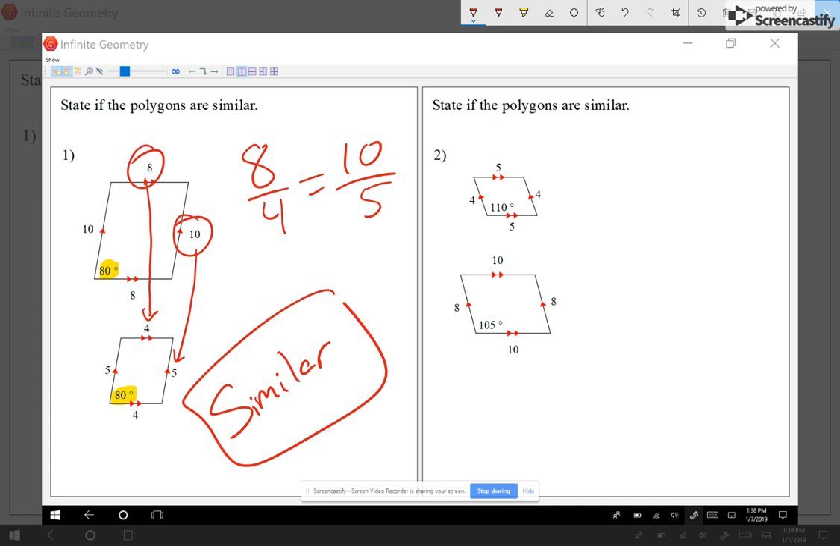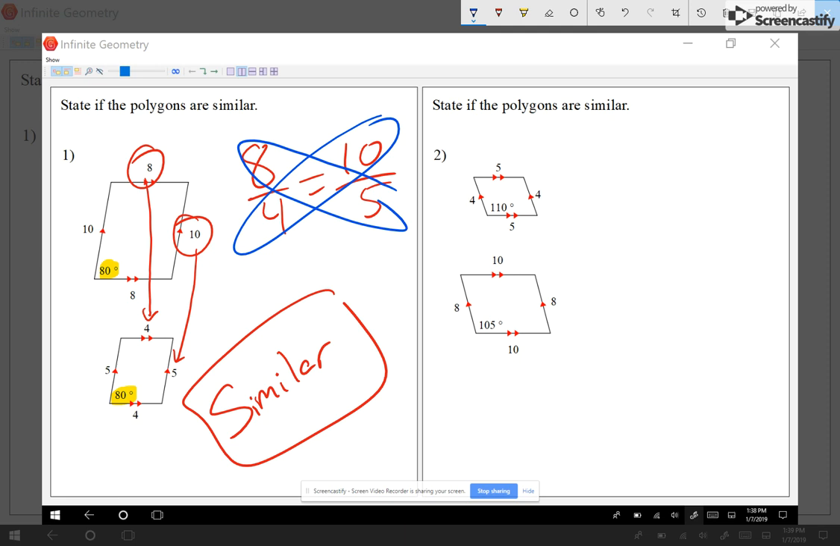Now, if you struggle on simplifying a fraction, because right now 8 over 4 is not that bad, but what if I give you guys 35 over 57? Right? If you struggle on simplifying fractions, then cross multiply. 10 times 4 should equal 8 times 5. Right? It's easier in this case to multiply.